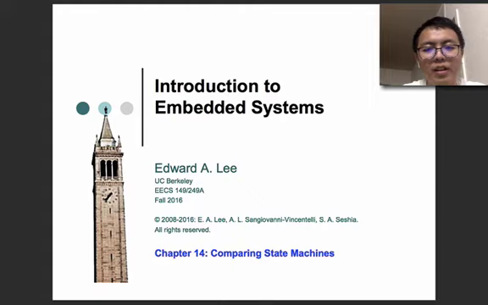As in previous lectures, we talked about linear temporal logic formulas, which will give us the idea of comparing state machines. First of all, the linear temporal logic formula will give us a sense of the behaviors of state machines.